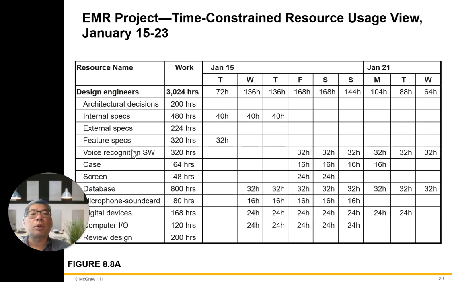Okay, the project constraint is the same thing. Design engineers is 3,024 hours from architectural decisions all the way to the review design. This gives you a detail of hours required from Tuesday, Wednesday, Thursday, Friday. So it's all scheduled. If there's a delay, then it has a multiplier effect on the rest of the work.